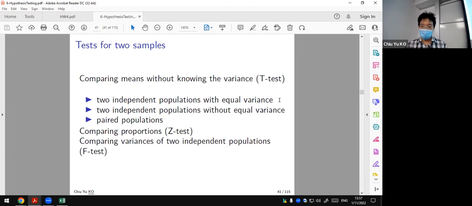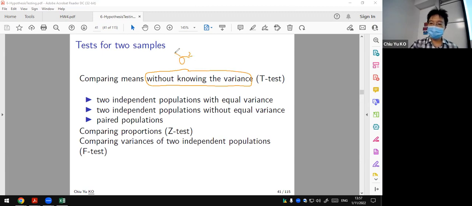Here we focus on the case where we don't know the variance. That means we don't know sigma square. We don't talk about the case where we know it, because you can see everything will be the same by changing the z. So to save our life, we just focus on the more general case, because if you know it, the case is actually the same, even easier.